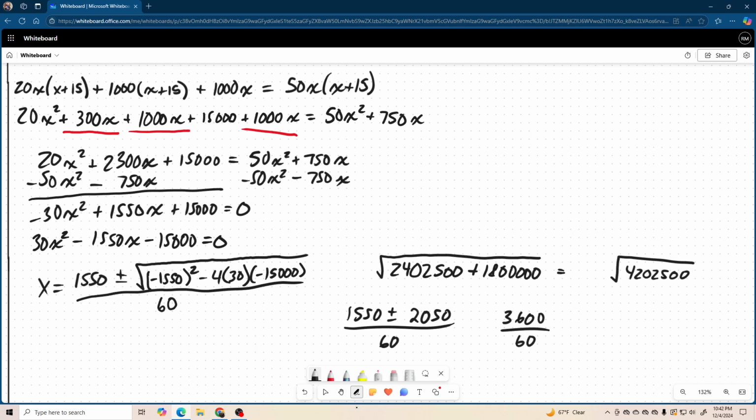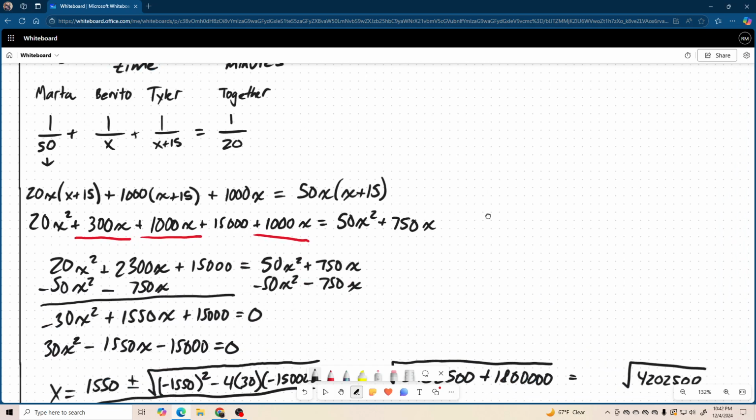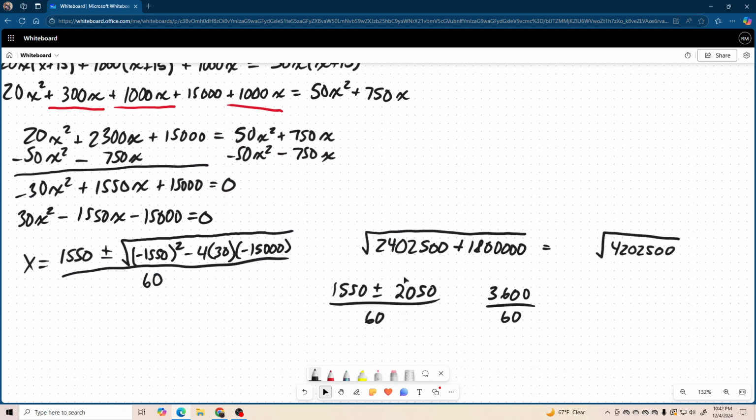The other one's going to give you a negative number, right? And we're dealing with a problem about how long it takes, so our x can't be a negative time, right? So this is going to be our answer, the positive version. We might as well not even do the negative because we're going to get a negative number, which doesn't make sense. So 3600 divided by 60, we can cancel out the zeros, and we get 360 divided by 6, which is just 60. So x equals 60.